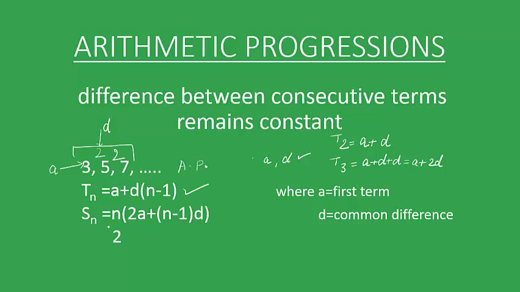Similarly, to calculate the sum of the sequence up to the nth term, the formula is given by n by 2 into 2a plus n minus 1 into d. To show this particular formula, there is a proof, but the proof is not required here. You simply can follow this, or you can verify this by taking the sum of say two terms and three terms and calculating it manually.